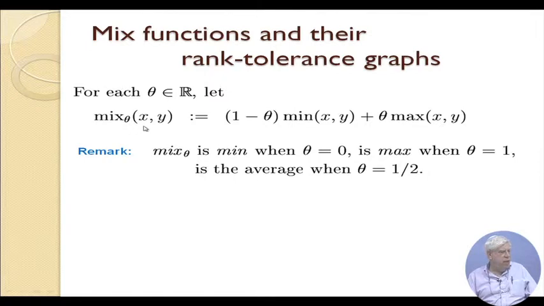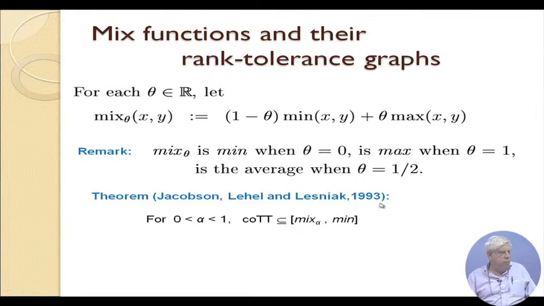So I have a mix function where I take my two numbers x and y, and I take 1 minus theta times the min contribution plus theta times the max. So if theta was 0, this would disappear, and we would be talking min. If theta was 1, this would disappear, and we would be talking max. But all kinds of fractions in between. And average means theta half.